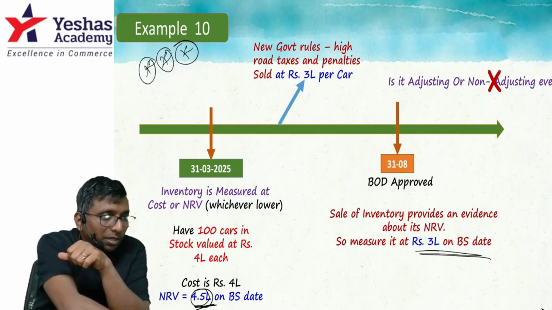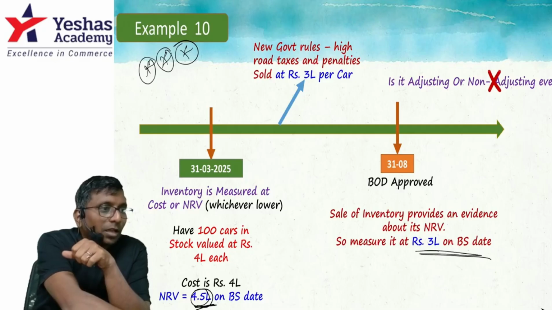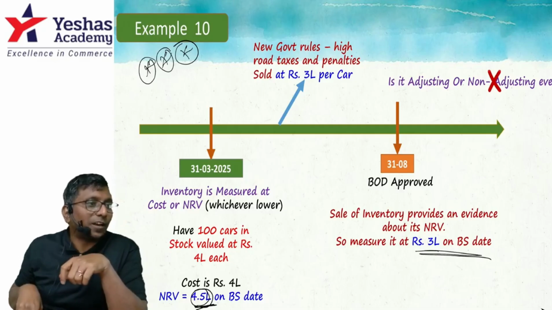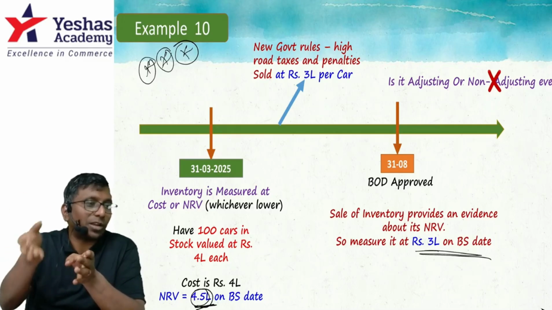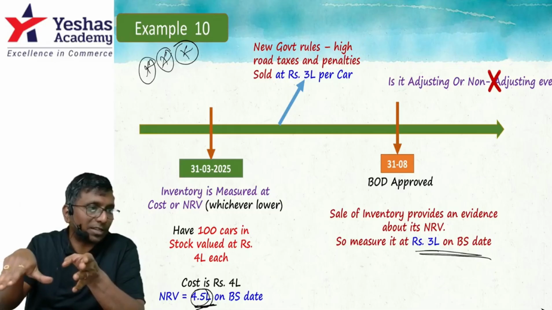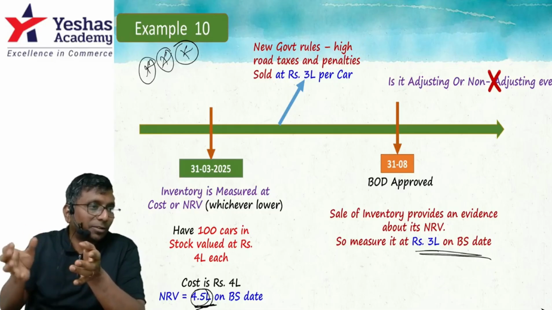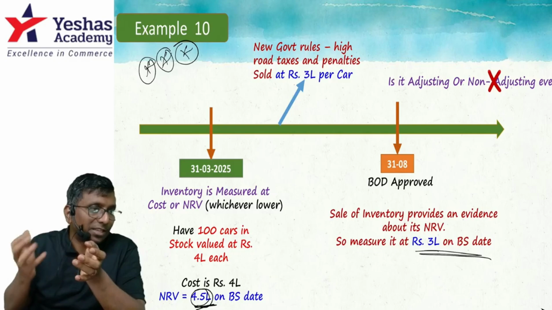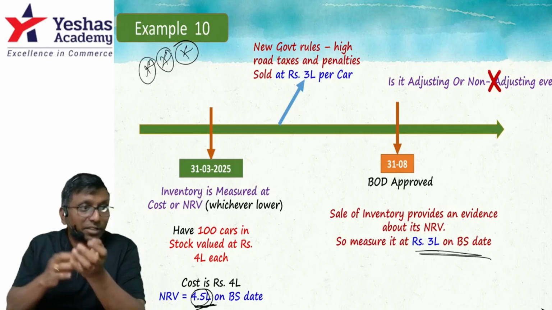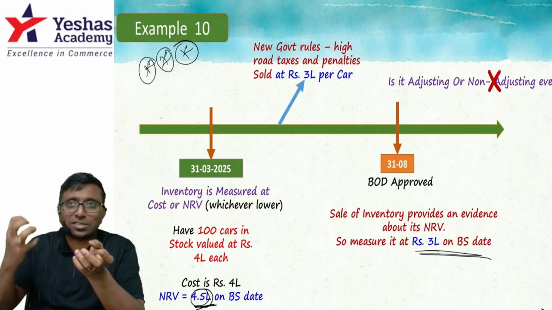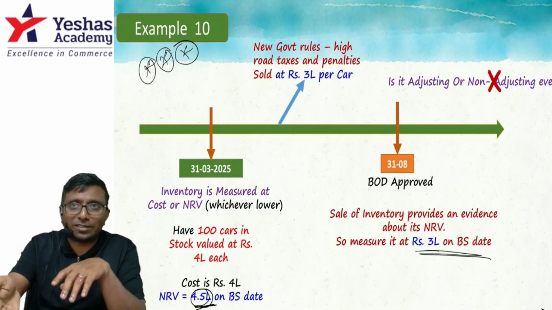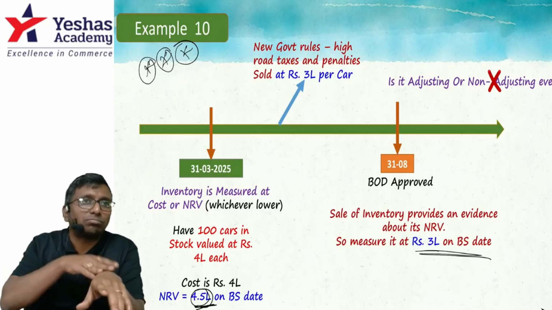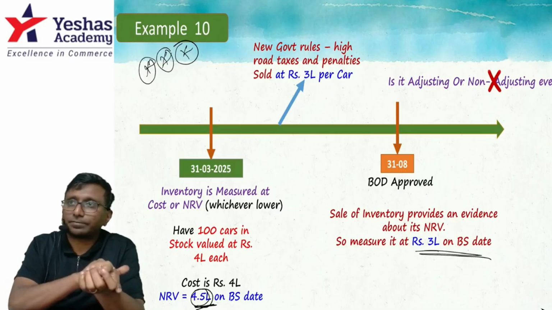One question from online: it is only adjusting if we sell after the balance sheet date. Yeah, obviously the sale will happen after the balance sheet date, because you have stock on 31st March, which means it will be sold after the balance sheet date. Or if you get information after the balance sheet date that NRV is 3 lakh, then also it will have the same effect. Yes, because the market situation is showing that car values have fallen, so you will be able to sell for 3. Then you have to record it at 3. Done.